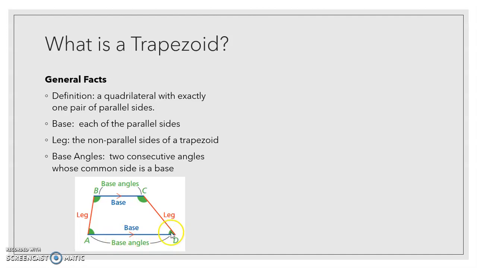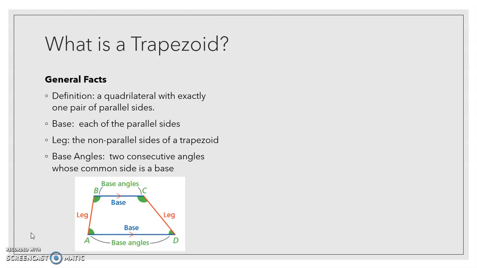That would be angle D and angle A in my picture. Those are base angles with each other. And then there is another pair of base angles. B and C would be a pair of base angles. Please note that I can't list B and A as a base angle pair because they're not connected by a base. Okay, so that's generally what's true about trapezoids.